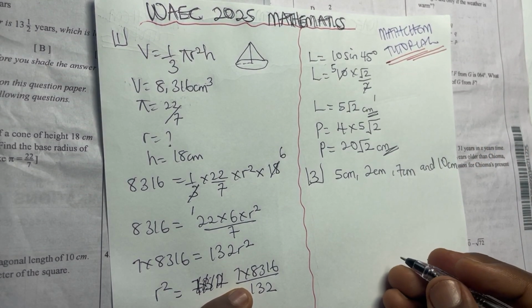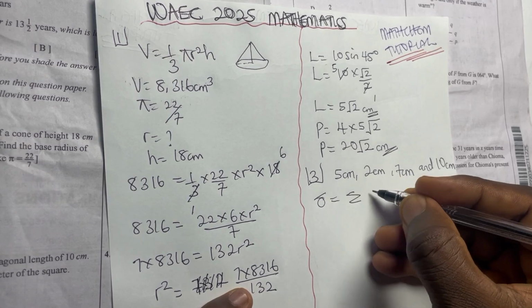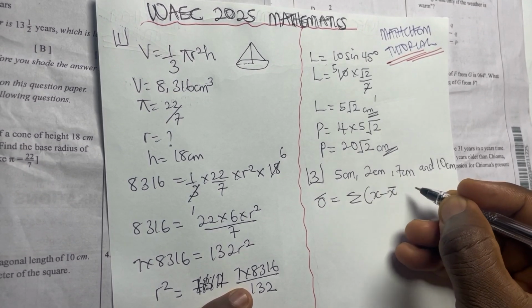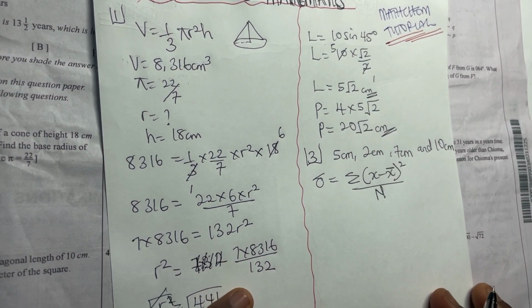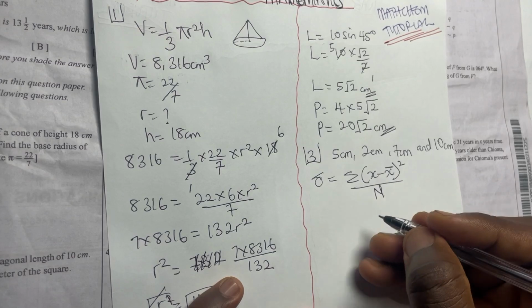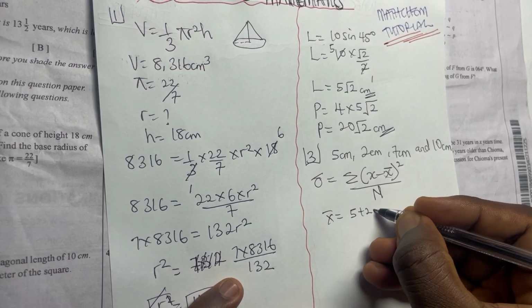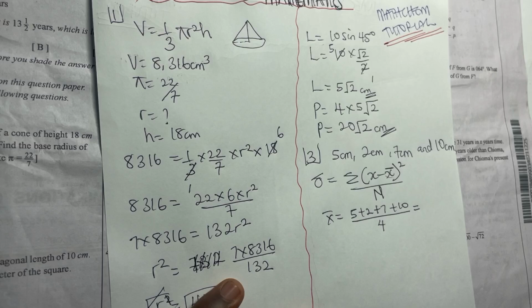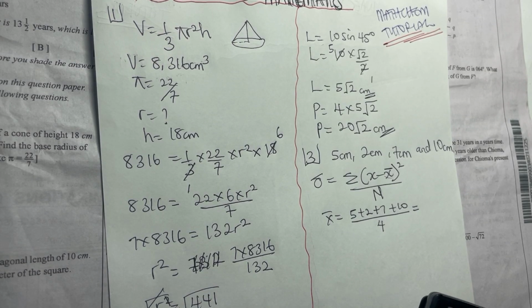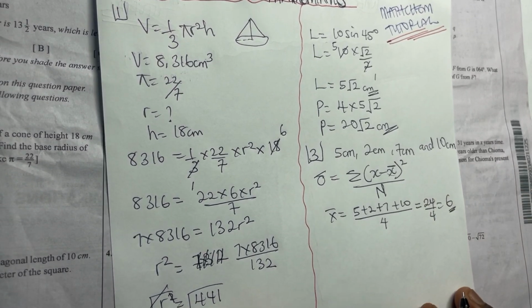Now for you to look for the variance, the formula for variance is the summation of, open bracket, x minus x bar, where x bar means mean, close the bracket, square, all over n. So now let's solve it. Firstly, let's look for the mean. The mean here is 5 plus 2 plus 7 plus 10, all over 4. Adding this together, let me press the calculator, 5 plus 2 plus 7 plus 10 is 24. So 24 over 4 is 6. So the mean is 6. Now what do I do next?